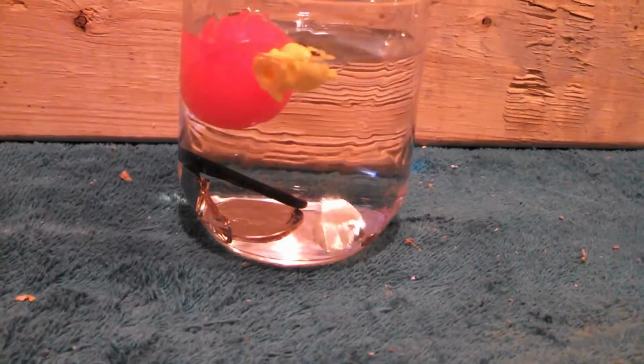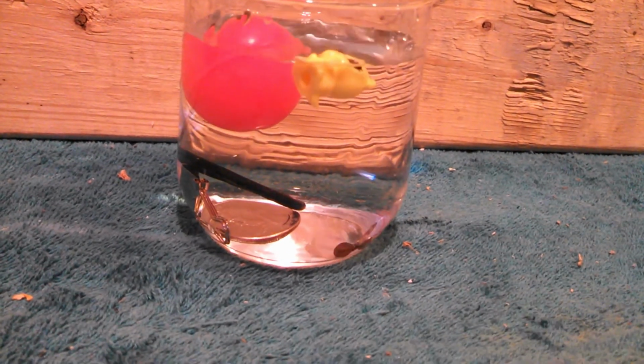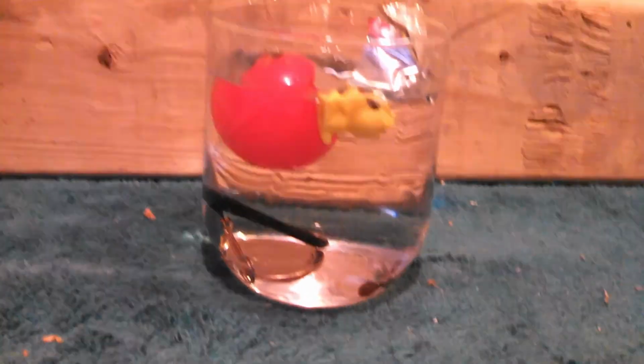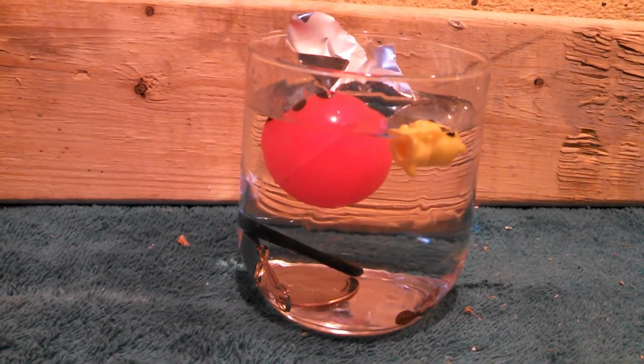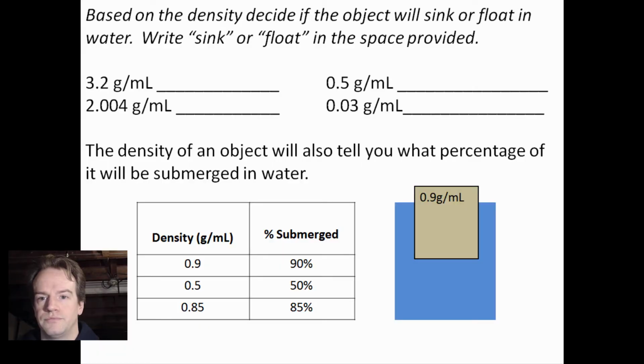Something like a metal like aluminum, the small piece here, will sink, but not all metals have to sink. If we shape it right, its overall density will be less. Its buoyant force is greater than its weight, and it floats, a lot like a boat. So based on the density, decide if these objects will sink or float in water. Write sink or float in the space provided after each of these numbers.